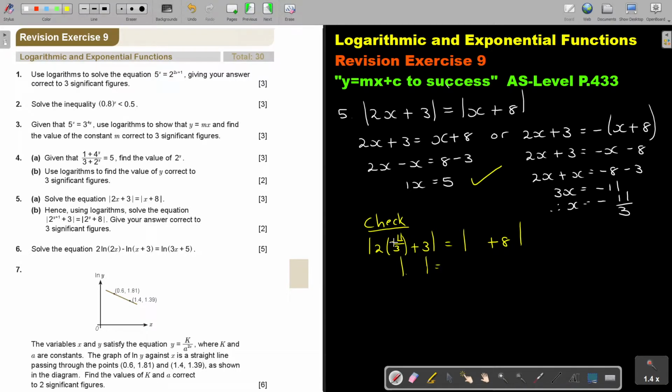So negative 11 over 3, times 2, plus 3 equals, and that's negative 4 and a third. And if I'm saying here negative 11 over 3, let's just do negative 11 over 3 plus 8 equals, and that's going to be 4 and a third. So this side is equal to this side because it's an absolute value, and both is 4 and a third. So I can end up by saying, therefore, x equals 5 and x is equal to negative 11 over 3 are both solutions.